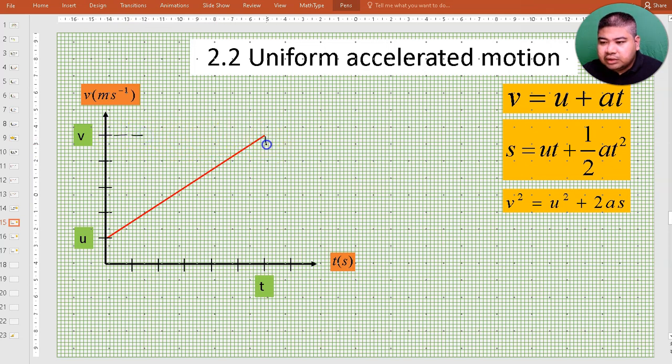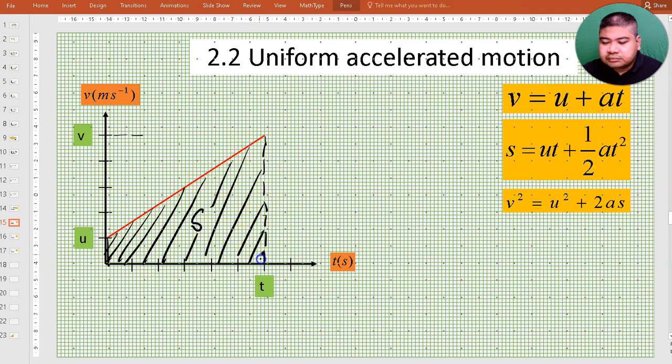The area under the graph vt is actually a trapezium. The area under the graph vt is the displacement of the object. So the area of the trapezium is the displacement of the object, which is equal to half the sum of the heights of the trapezium on each side. The height from here to here is u, plus the height from the time axis to here is v, times t.